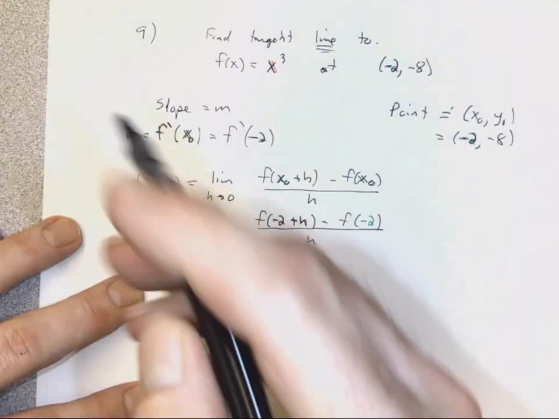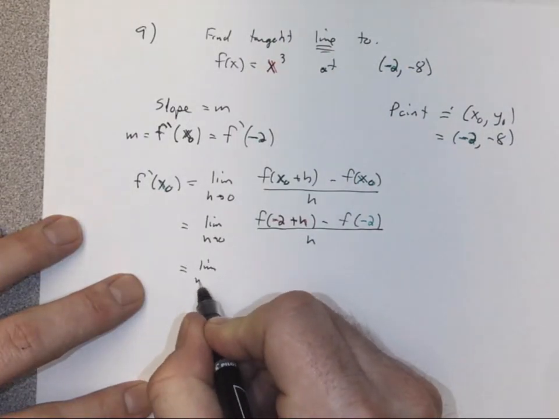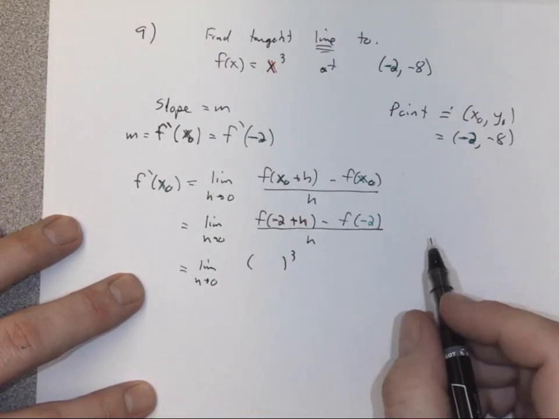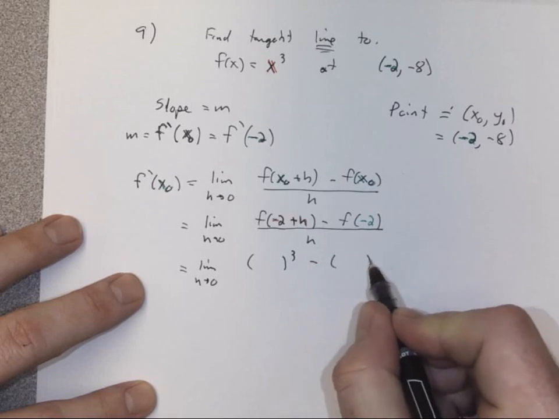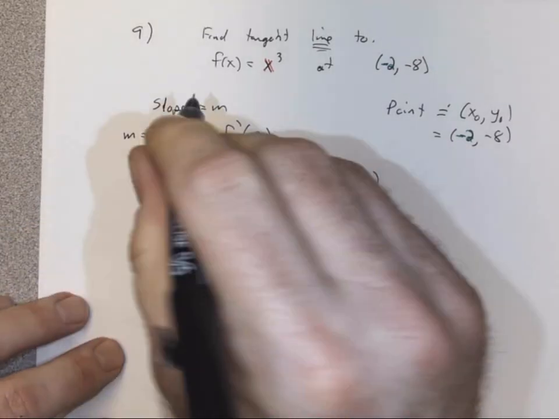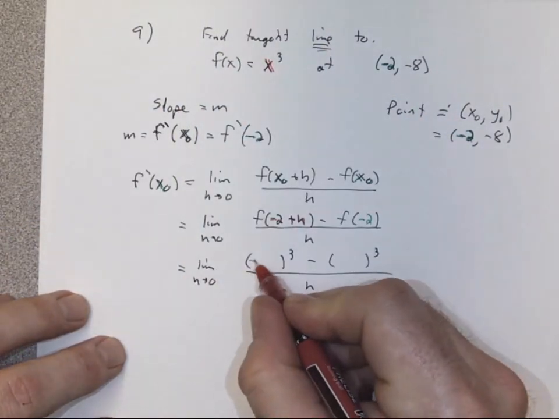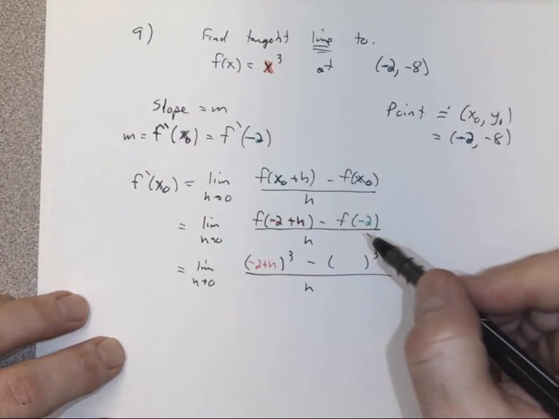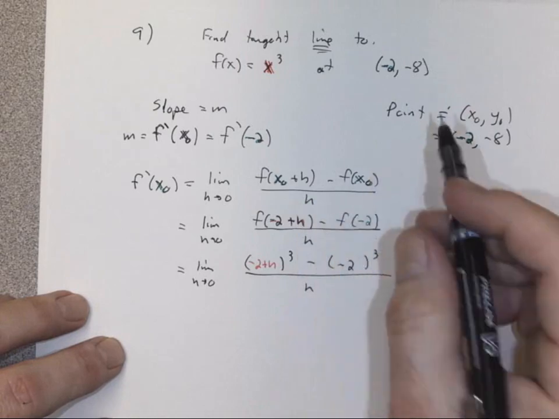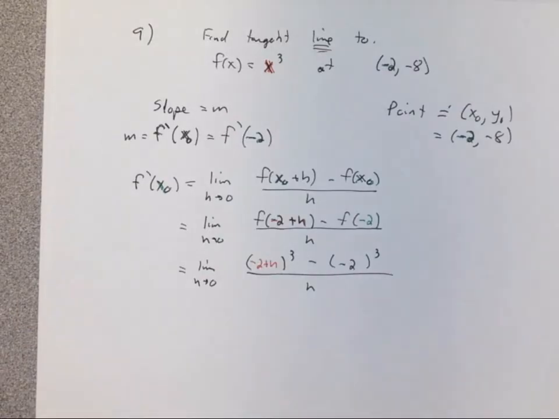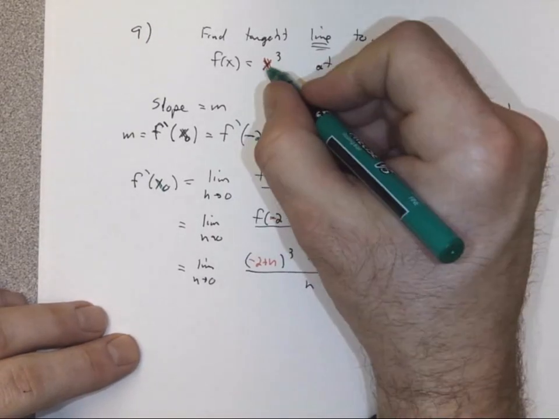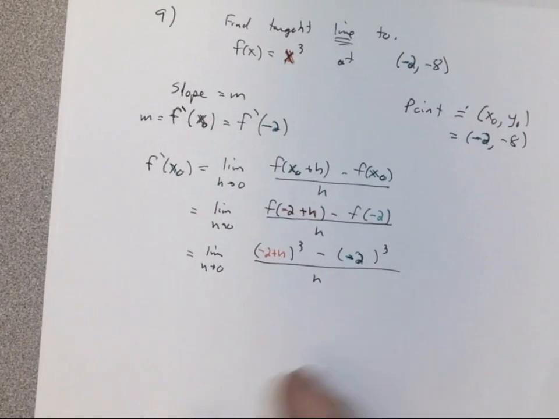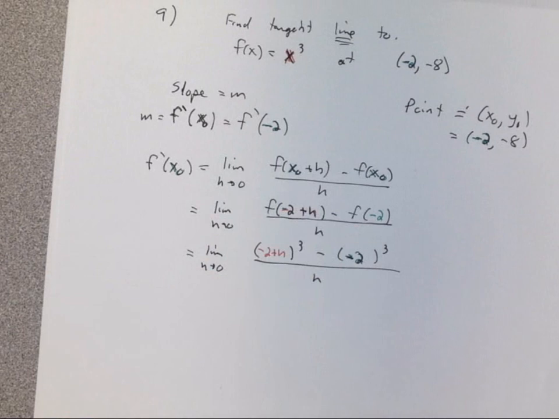Okay, so this is going to be equal to the limit as h goes to 0. Well, f is just x cubed, right? So it's cubed minus cubed all over h, where the very first input is going to be -2 plus h, because that's what's going to go here in this x position. And the next one is going to be this -2, which is also going to go in that x position. So this is x cubed minus x cubed, where the x's are equal to these things, right?